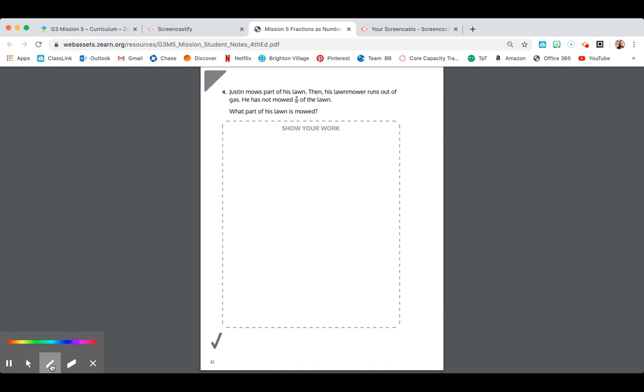Justin mows part of his lawn. Then his lawnmower runs out of gas. He has not mowed 9/10 of the lawn. What part of his lawn is mowed? Show your work. So in your workbook, you may have drawn a picture, a little neater than mine, hopefully. And you would use that fraction there to help tell you what your picture should look like.